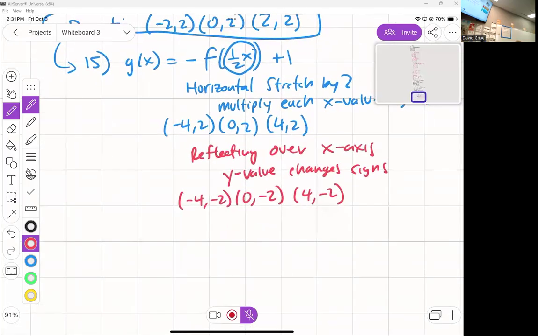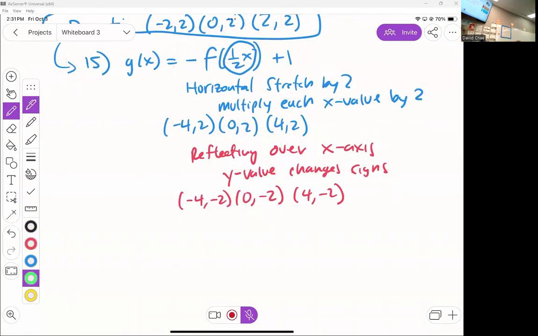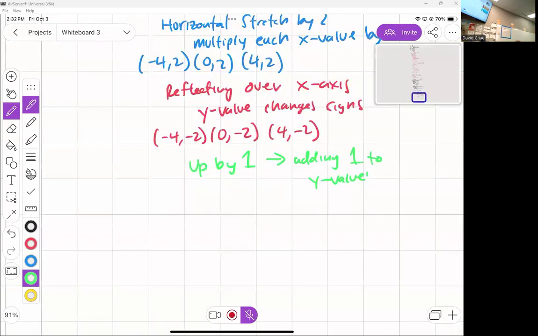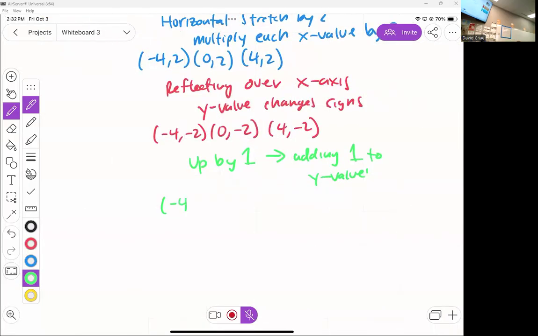And then what does the plus 1 do? It goes up by 1, which means that what? Adding 1 to what? Y values. So you see how I'm doing it step by step? I think this is easy, but a lot of you guys don't like to do everything step by step. You want to skip steps, right? This is your generation of trying to cut corners because you have all this stuff. But math, you have to be careful. So it's negative 4, what? You add 1: negative 1, 0, negative 1, 4, negative 1.